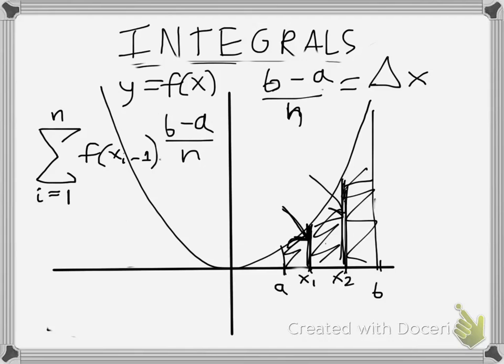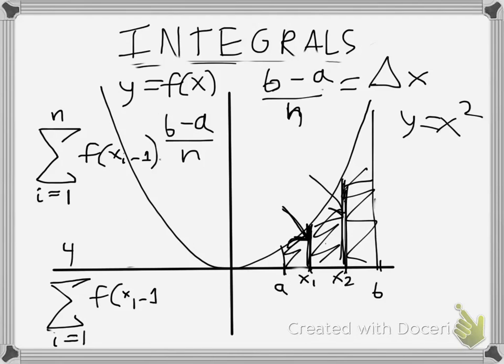So let's say this curve was y equals x squared, and we wanted 4 rectangles. So it would be the sum from i equals 1 to 4 of f of x sub i minus 1. Now f of x sub i minus 1 would be x sub i minus 1 squared, since f of x is x squared. So x sub i minus 1 squared times b minus a over 4. Now remember, we wanted to find the area from 2 to 4, so it would be 4 minus 2 over 4, or 1/2.